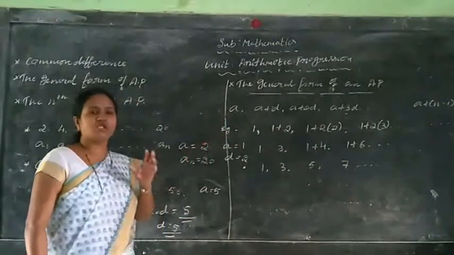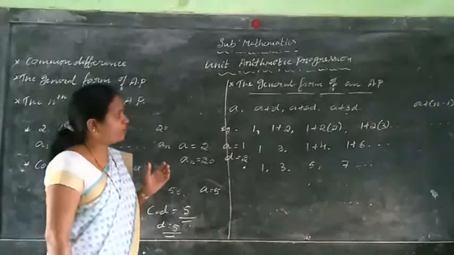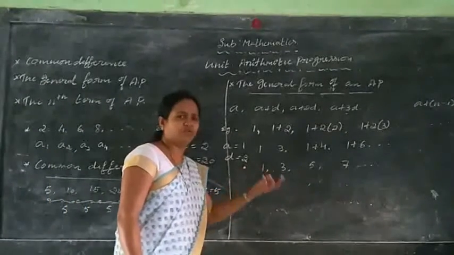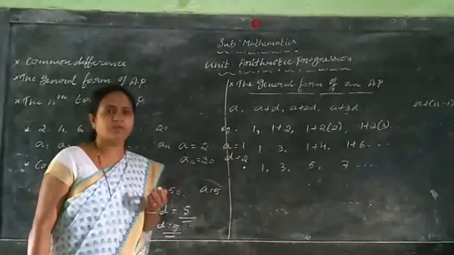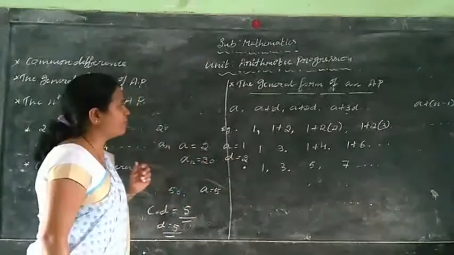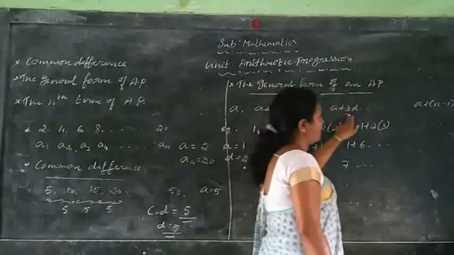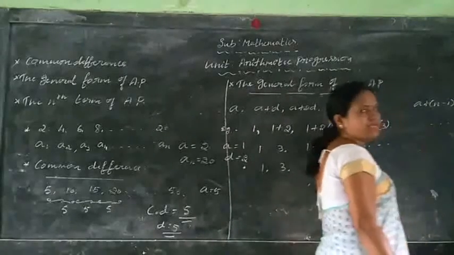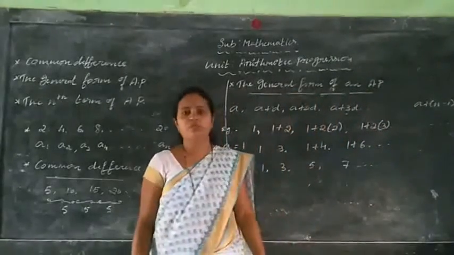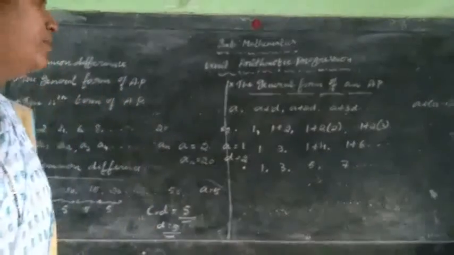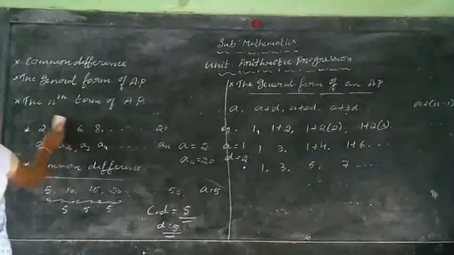By using a general form of an AP, we can write the number of terms in the first 4 terms of AP or number of terms in the AP. So the general form of an AP is a, a plus d, a plus 2d, a plus 3d, and the last term is a plus n minus 1 into d. Did you understand? Okay. So next we should take up the nth term of an AP.